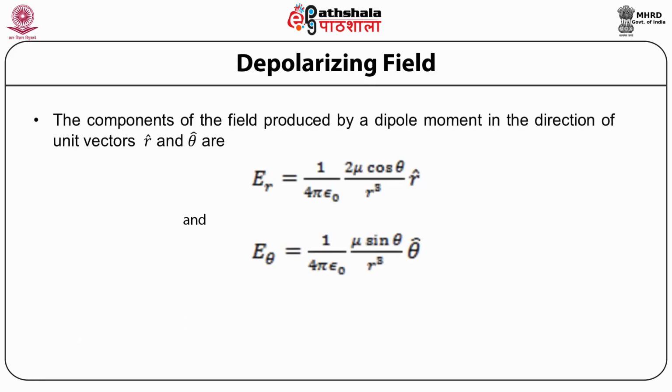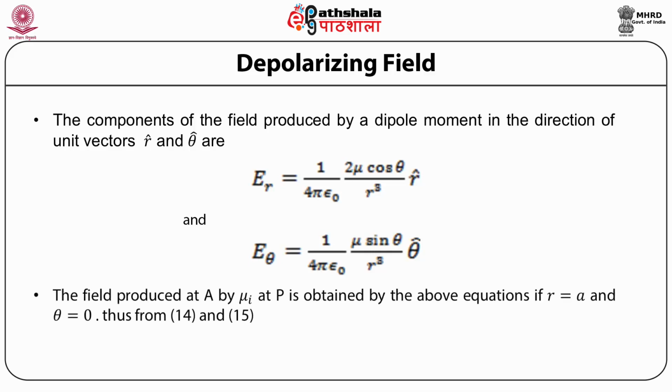The components of the field produced by a dipole moment in the direction of unit vectors r and theta are E_r equal to 1 by 4 pi epsilon 0 times 2 mu cos theta by r cube, whereas E_theta is equal to 1 by 4 pi epsilon 0 times mu sin theta by r cube. The field produced at A by mu_i at P is obtained by the above equation if r is equal to a and theta is equal to 0.